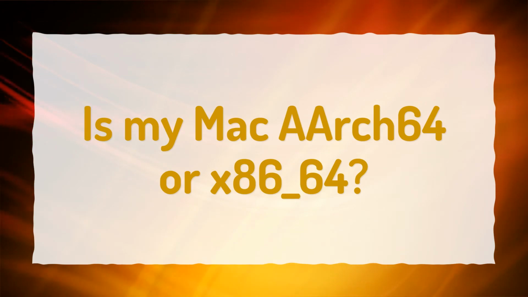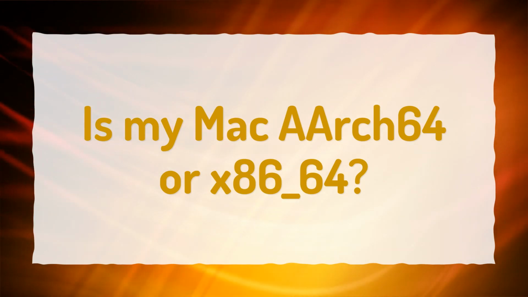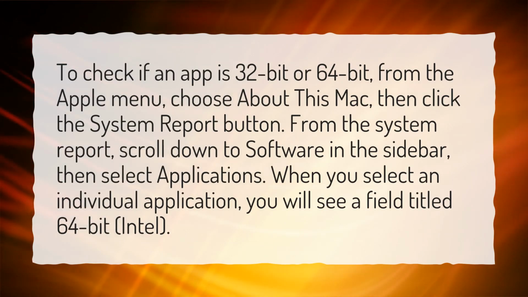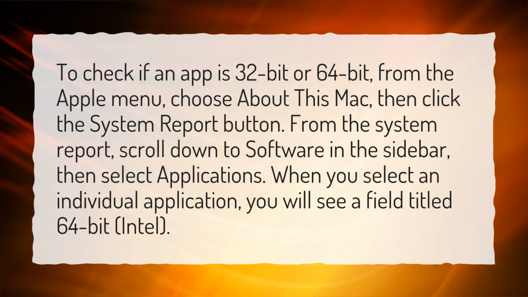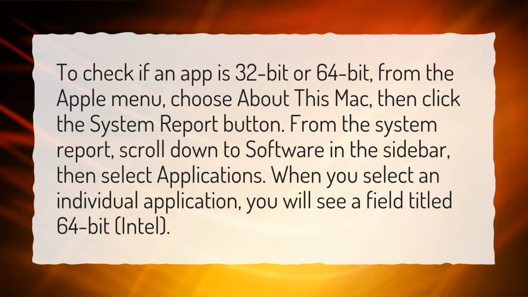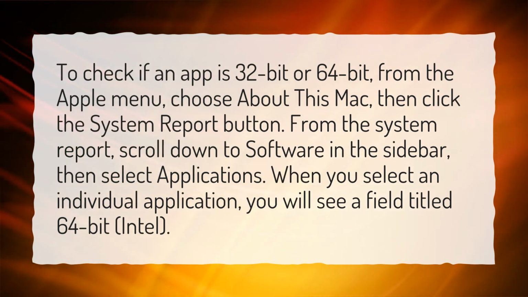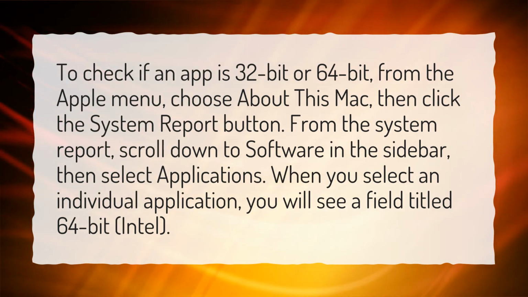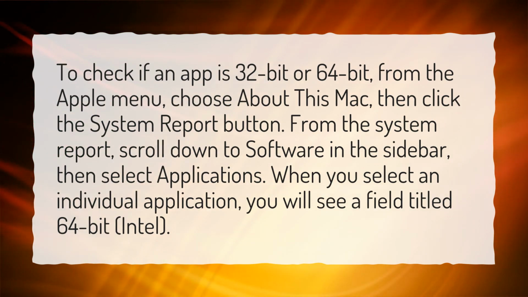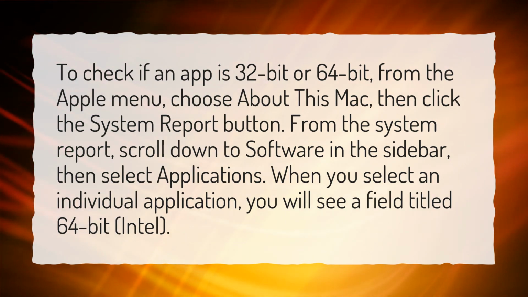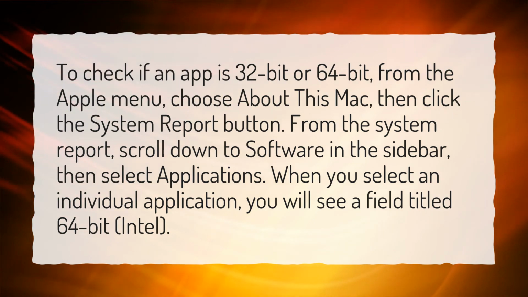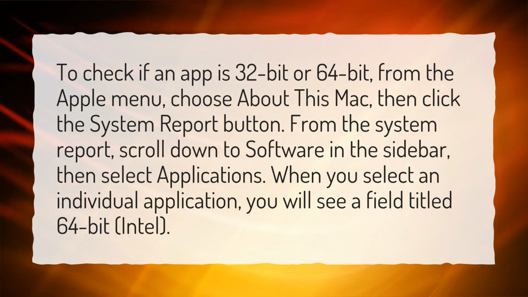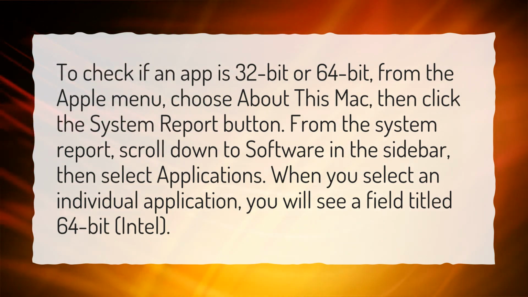Is my Mac ARM64 or x86-64? To check if an app is 32-bit or 64-bit, from the Apple menu, choose About this Mac, then click the System Report button. From the System Report, scroll down to Software in the sidebar, then select Applications. When you select an individual application, you will see a field titled 64-bit, Intel.